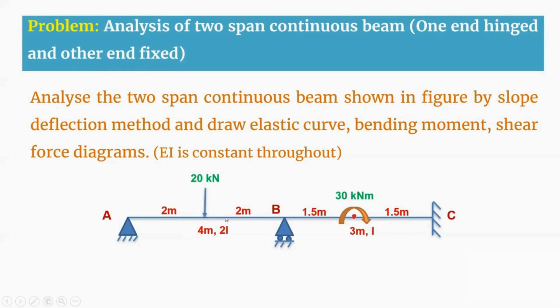So here AB span you are having 4 meters with 2I moment of inertia, whereas for BC span you are having 3 meters with I moment of inertia. So that means moment of inertia is varying from AB span to BC span.